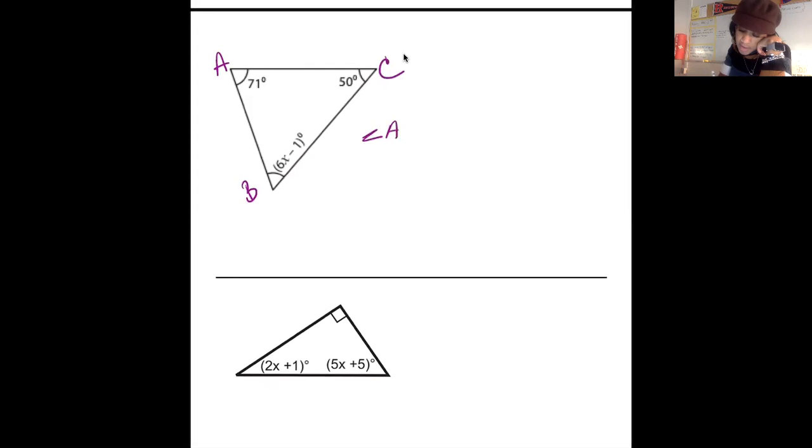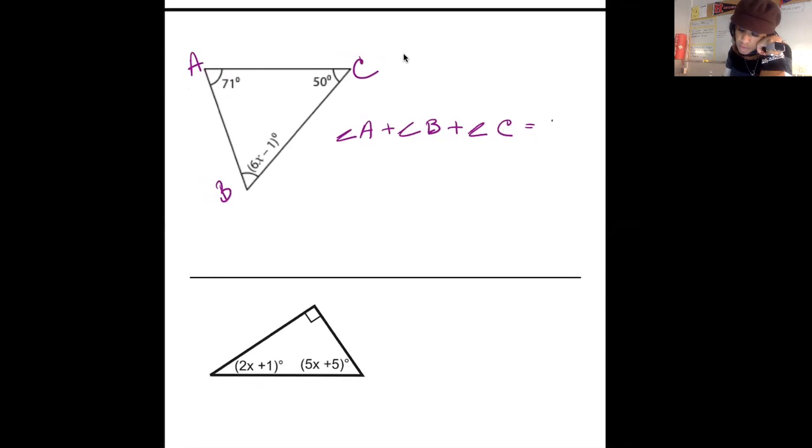I know angle A plus angle B plus angle C has to equal what? 180 degrees in a triangle. Angle A is 71 degrees. I'll write my degree symbol. Plus parentheses 6x minus 1 plus 50 equals 180. Put this in your equation solver. And we're going to get x is equal to 10. So x is equal to 10 degrees.